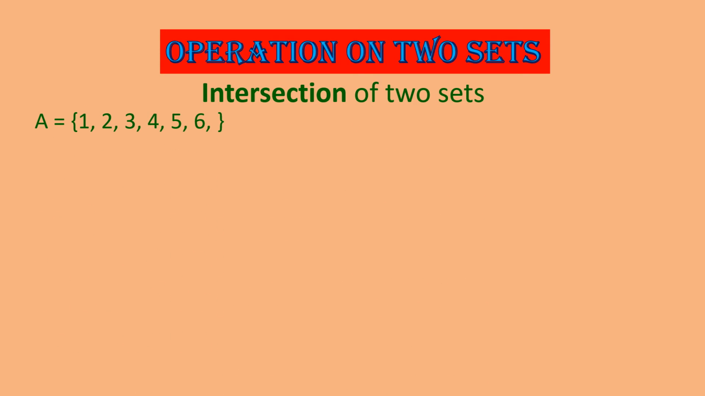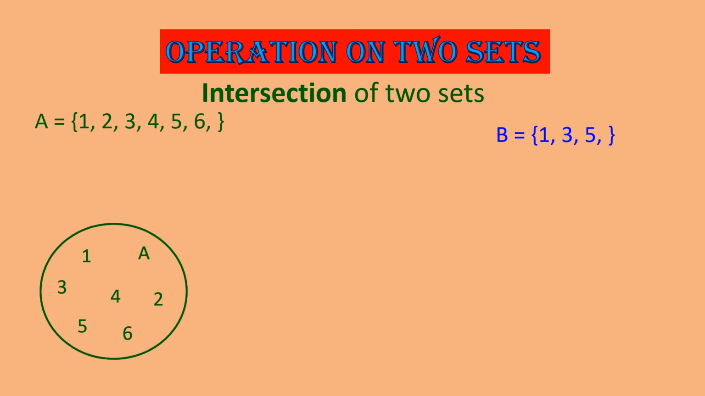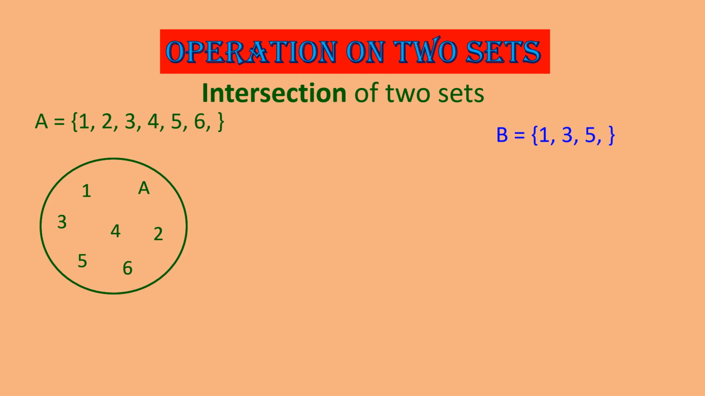Therefore set A equals 1, 2, 3, 4, 5, 6. Set B equals 1, 3, 5. These are the two sets from which we have to find the intersection. So for your convenience and better understanding, we are trying to draw a Venn diagram for both. So set A, as you can see, in a Venn diagram, and set B also we have got in the form of a Venn diagram.